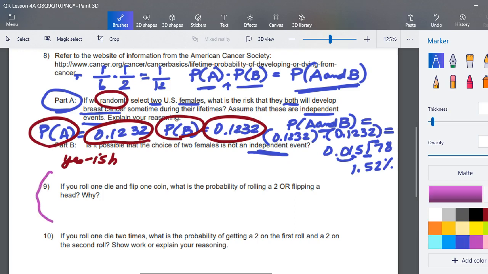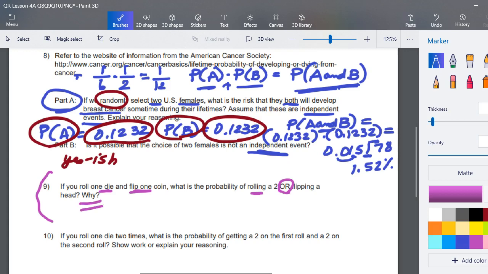On question 9, if you roll 1 die and flip 1 coin, what is the probability of rolling a 2 or flipping a head? Why?